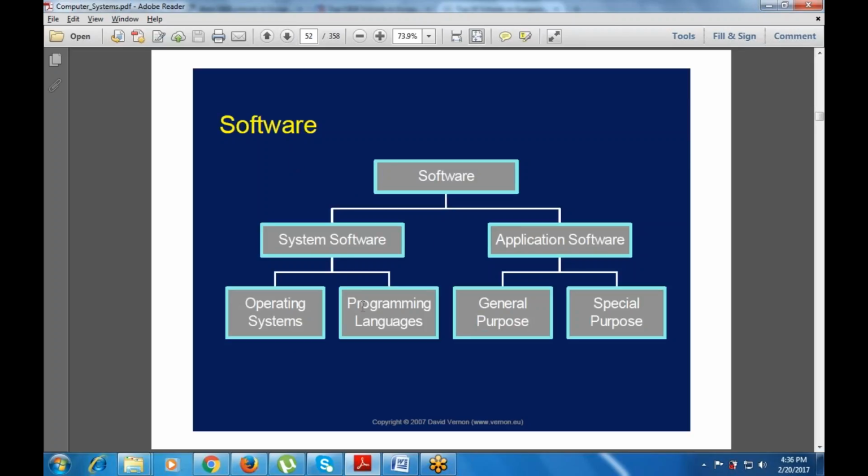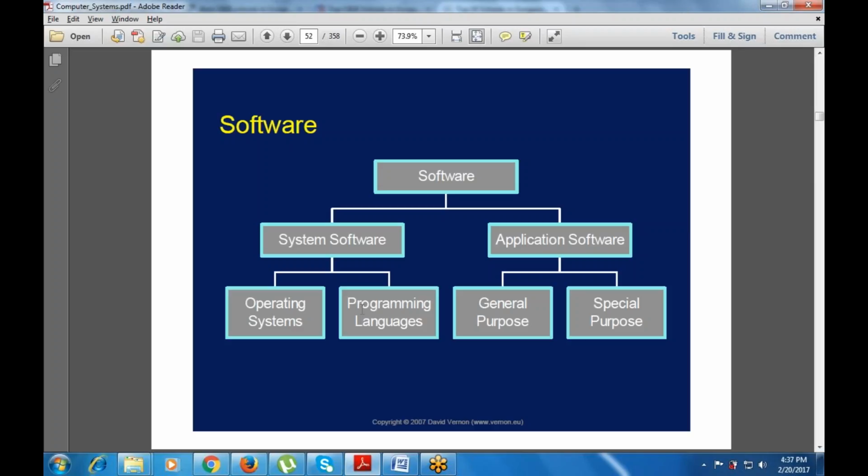Now, the next part is software. This is the important part. What is software? It is the set of instructions that we cannot touch, that is intangible in nature. Software has two parts: one is the application software, one is the system software. And system software is again divided into two parts: one is the operating system, one is the programming language.